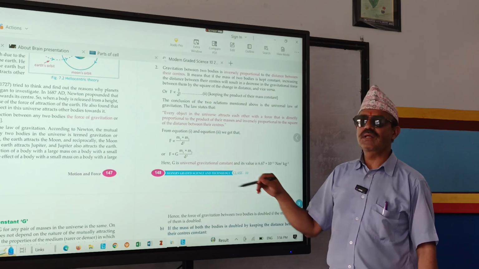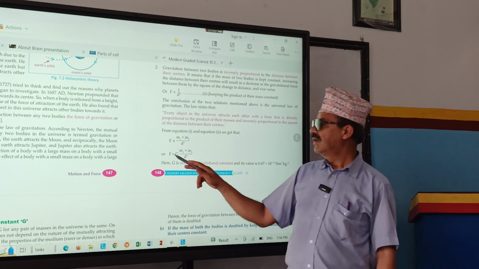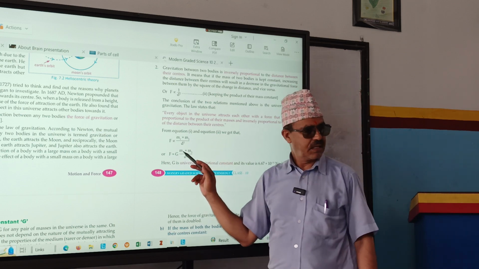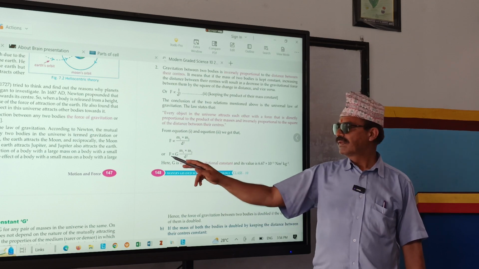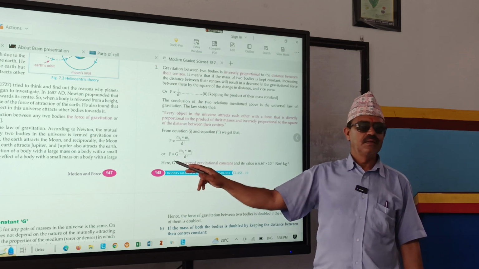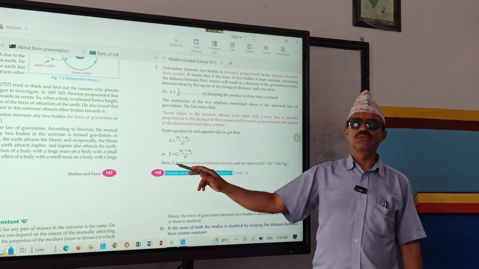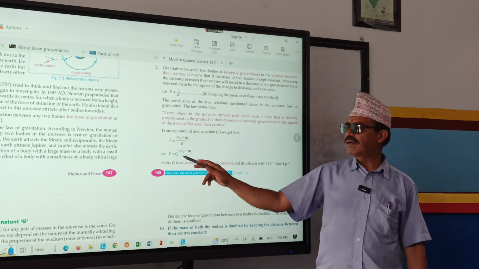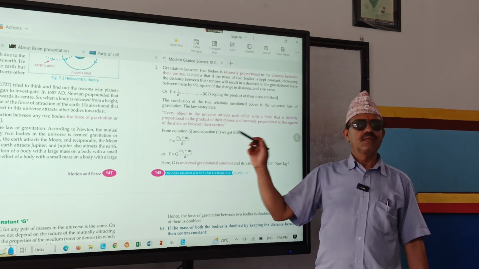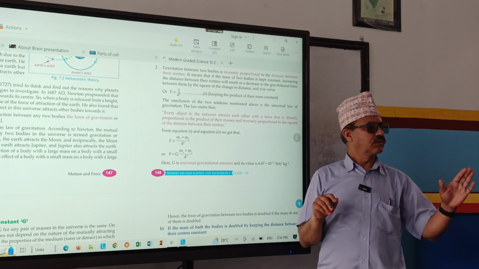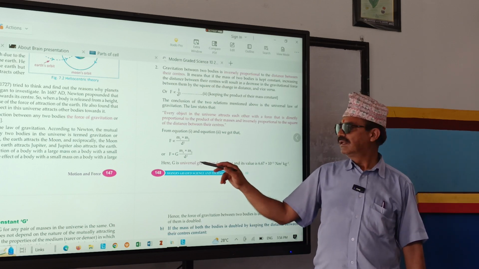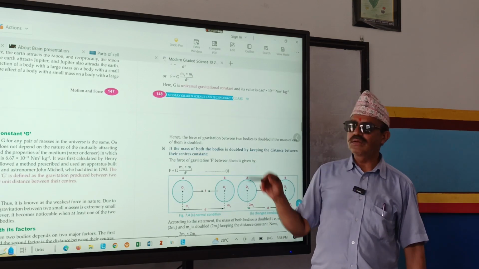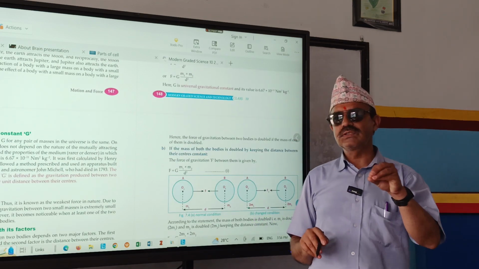So sometimes they may ask you to derive F equals capital G M1 M2 by D squared. What is F? F is force, the gravitational force between two bodies. What is capital G? Gravitational constant. It has a fixed value as well, right? And M1 is the mass of the first body, M2 the mass of the second body.